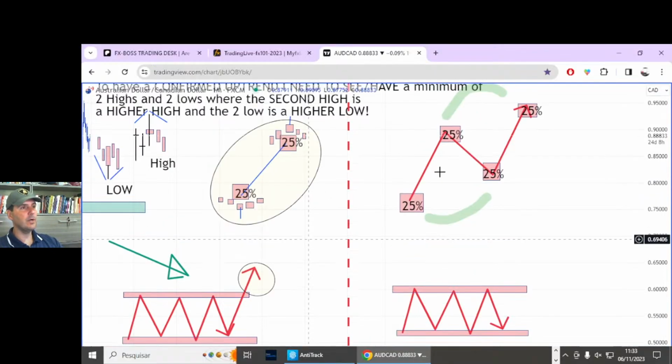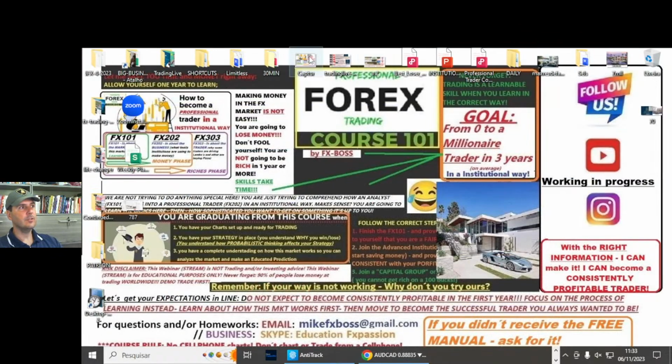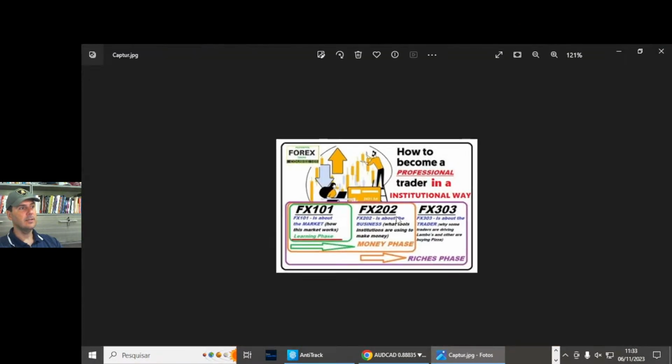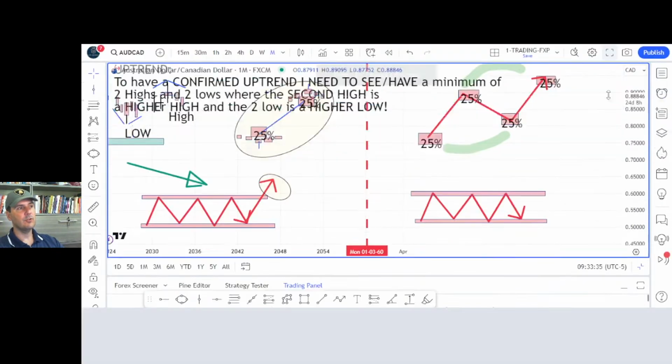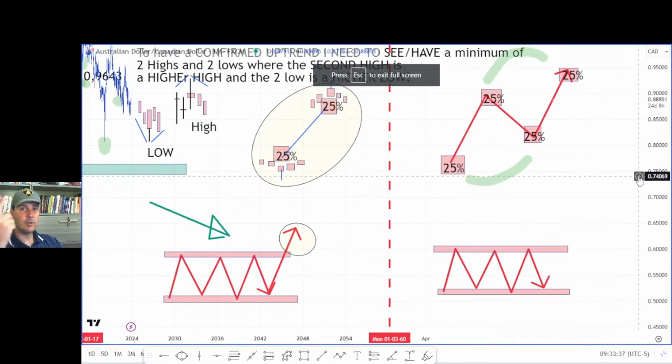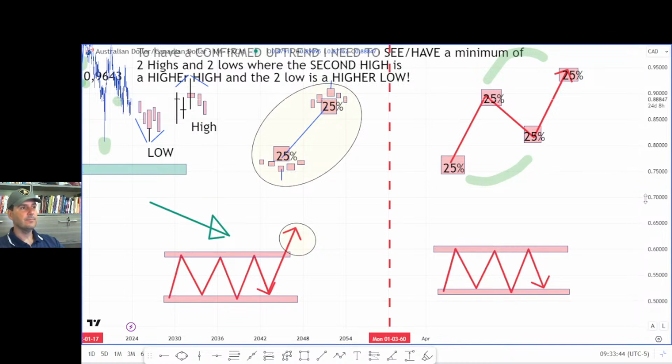Forex course 101. Lesson number 2. How this market works. The learning phase. 1 year just to learn this and trying to understand this. If you are coachable, if you're not coachable, it's the next 5 years for you. Nothing's going to change. Those two are not the same in terms of probabilities. And you're going to understand in a second.